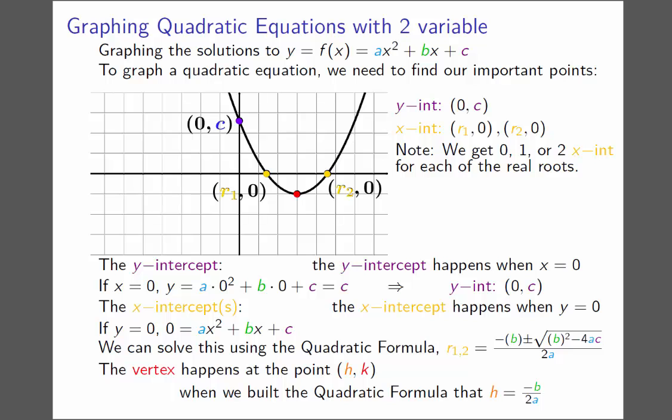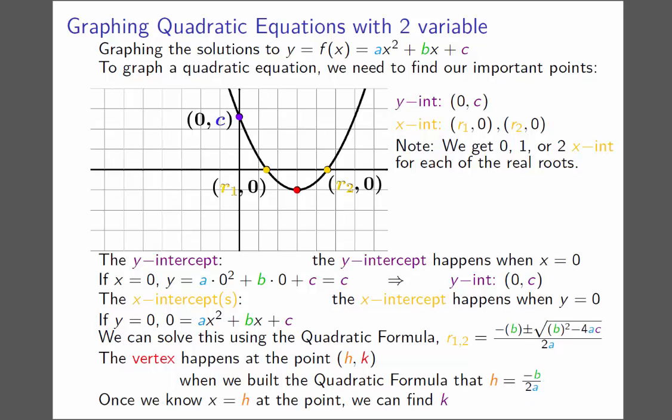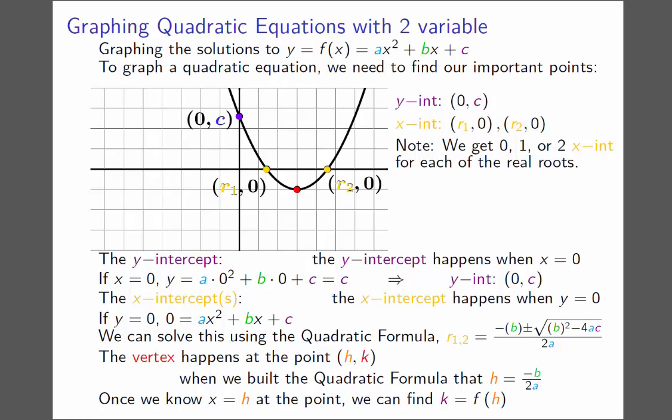But what about k? How do we find the k value? Well, once we know that x equals h at this point, we can find k because we can evaluate our function at h, the same way that we would find the y value of any point, not just the vertex. So we get that our vertex is at h, k, and we now have a quick way to calculate what h, k is.